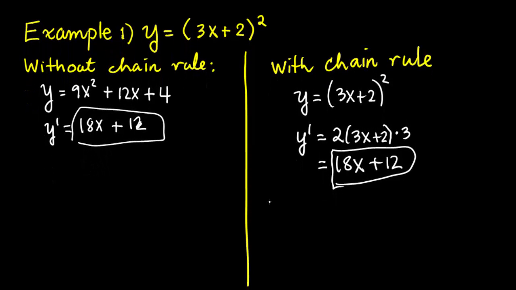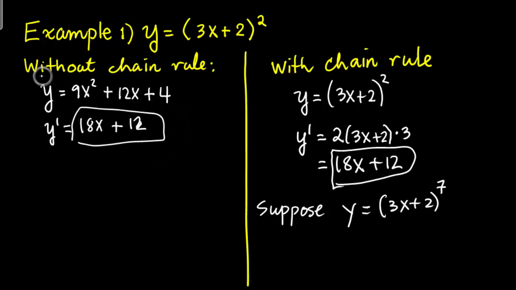But look, suppose we have something like this. Suppose y is 3x plus 2 to the 7th. Now here's where we cannot do without chain rule, because you would be able to expand 3x plus 2 to the 7th power using the binomial theorem, but that's too tedious. However, if we take the derivative here using chain rule, that's using the power rule on the big picture, and then you multiply by the derivative of the inside, which is 3.